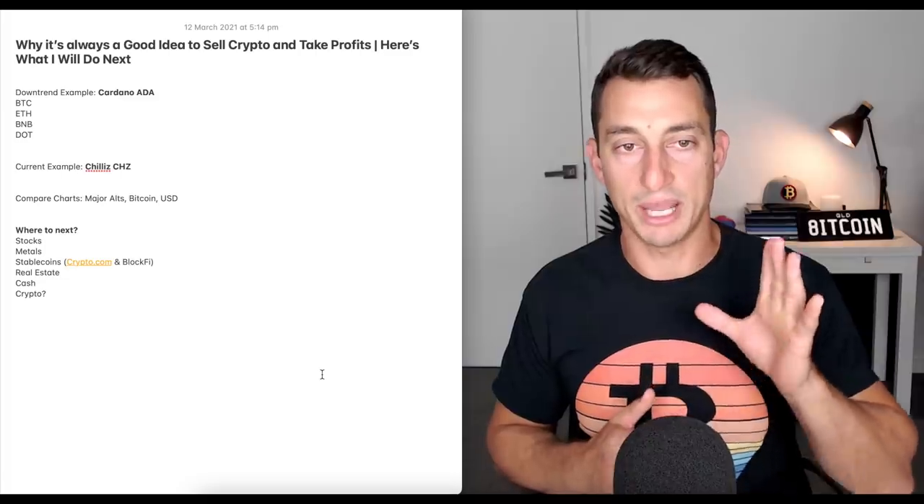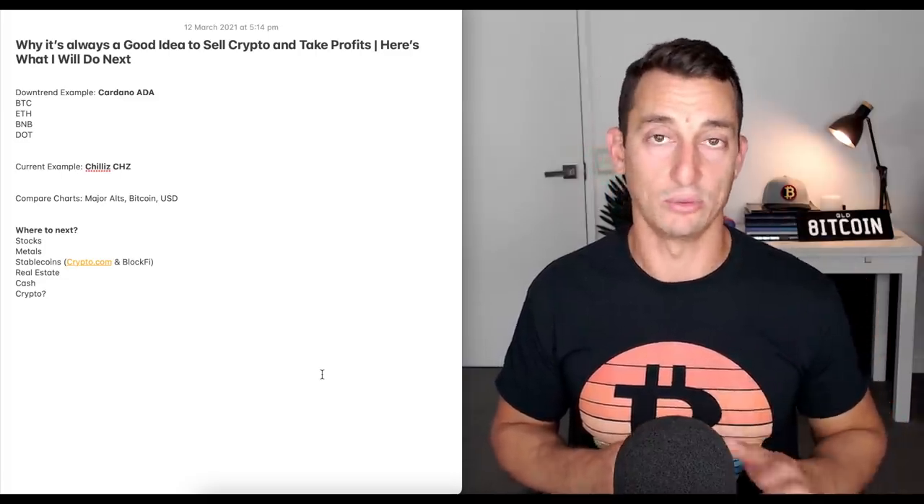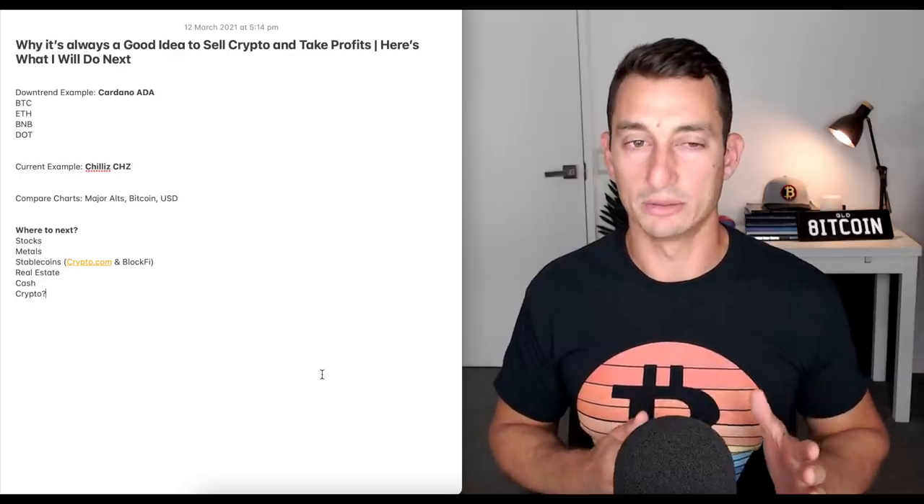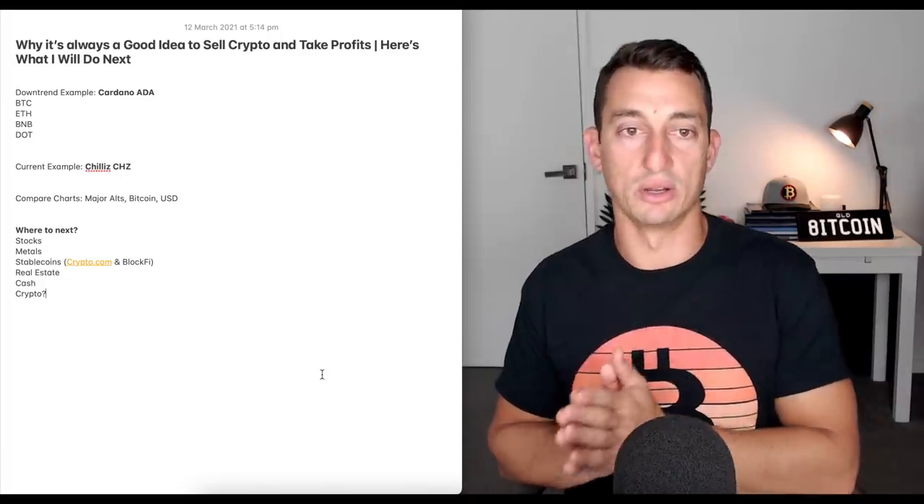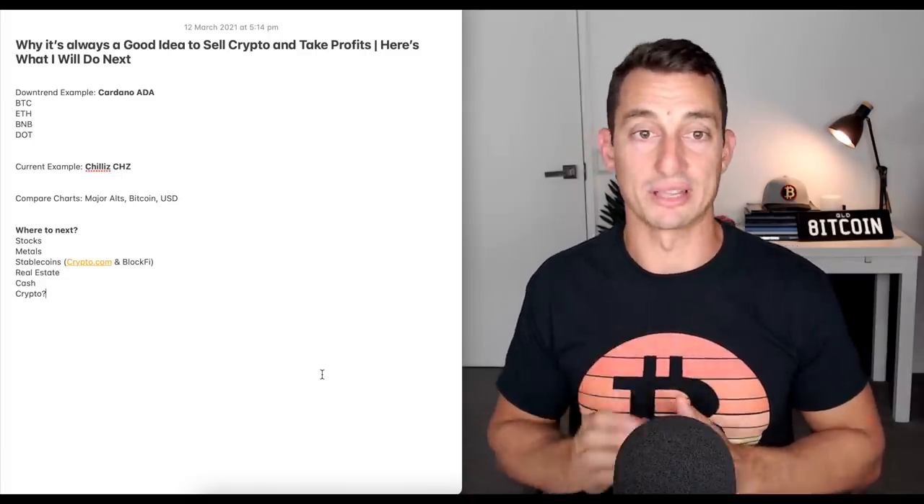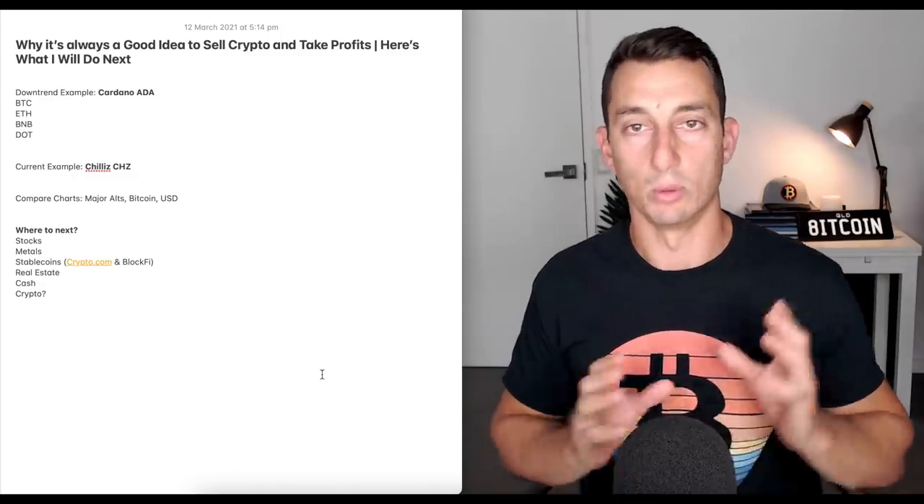So we're going to compare these two cryptocurrencies with their major alts and Bitcoin and their US dollar value. I'll explain that in a little detail because some people are still getting confused with why they would compare a crypto with another crypto as opposed to just against USD. So that's what we're going to look at and then what to do with it next.